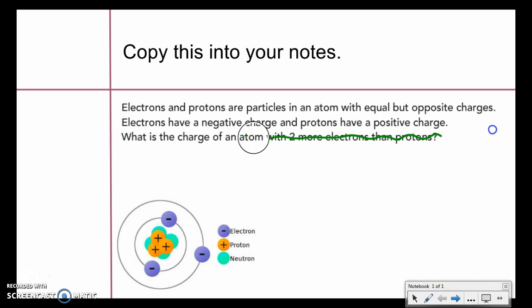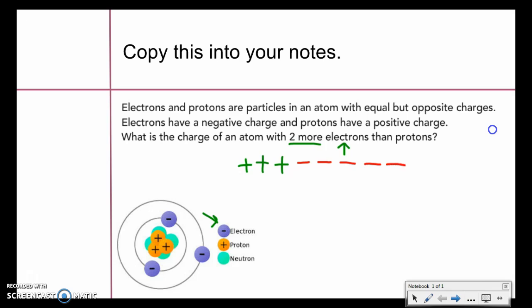What if, according to our question, what is the charge of an atom with 2 more electrons than protons? Now, don't just look at the 2 more. You want to look at what it's talking about. It's talking about electrons. And we know that electrons have a negative charge. So let's kind of draw it out and think. There are protons. So there's like 3 protons. Let's just say that. And protons are positive. And let's say it says there are 2 more electrons, so we have to draw 5 electrons.